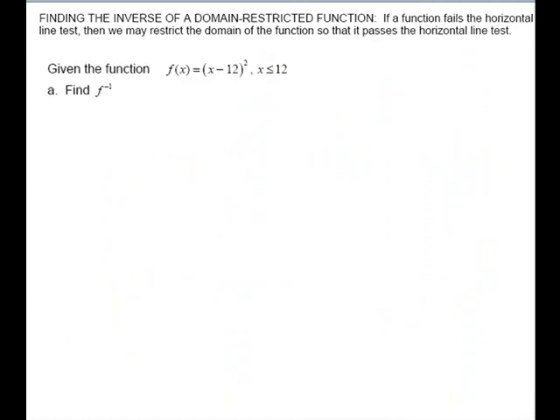Let's have a look at one more. So we have f of x equals x minus 12 squared, and it has a restriction. This is a parabola. It's something squared. Y equals something squared. That's a parabola. So they're restricting in here. That will only give us half the parabola. So let's see if we can find the inverse. So we have y equals x minus 12 squared. And so we'll switch the x's and y's.